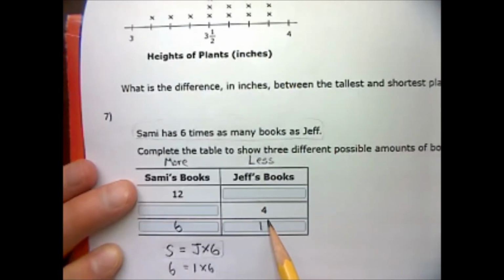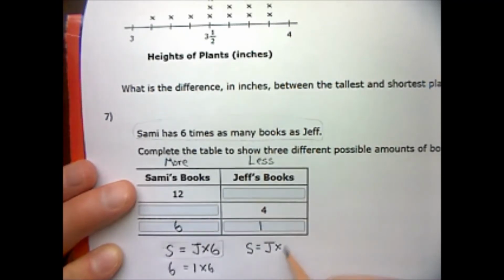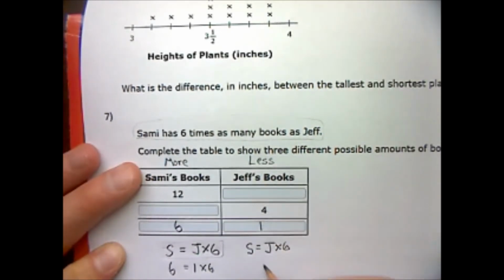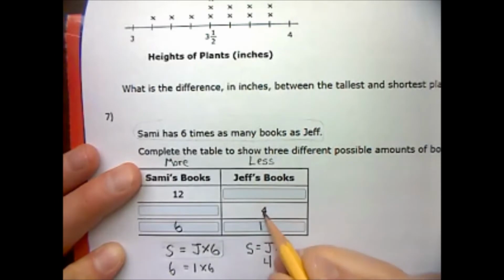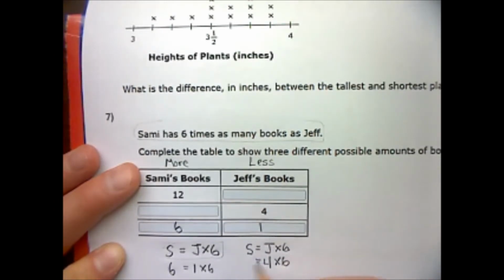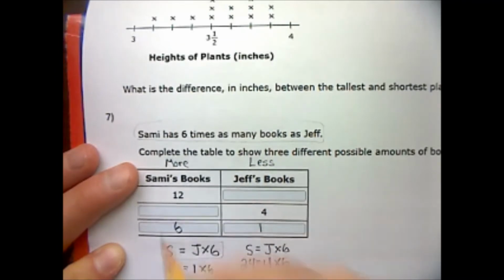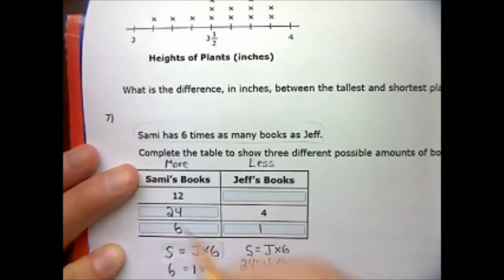But this one says Jeff has 4. So let's try that same equation. I'm going to write it out. Sammy equals J times 6. Okay? So we're going to have 4 for Jeff. Jeff has 4. Well, let's just multiply that by 6, and that'll give Sammy 24. So Sammy now has 24.